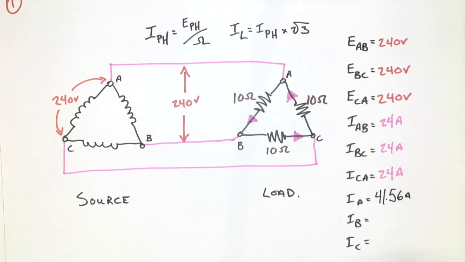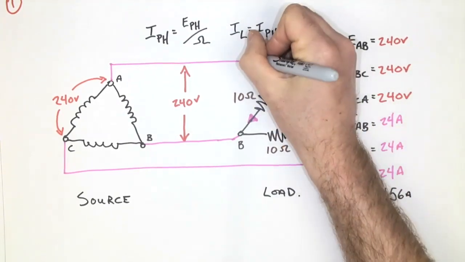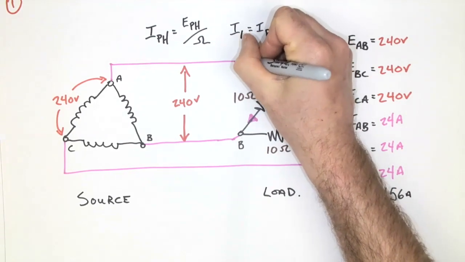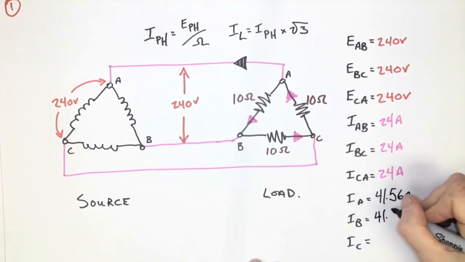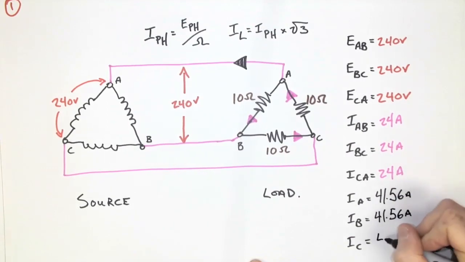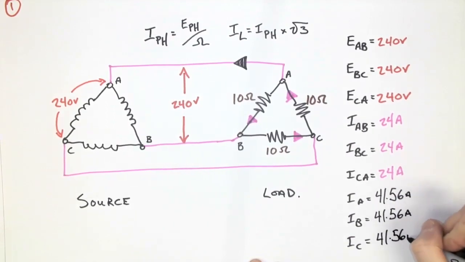Now that would be the current value that we see on this line conductor. Much larger than the phase value, root 3 larger. So 41.56 amps is going to be the exact same number that we get for each one of these individual line conductors. So for calculating in delta, the process is fairly straightforward. Let's do one more example.